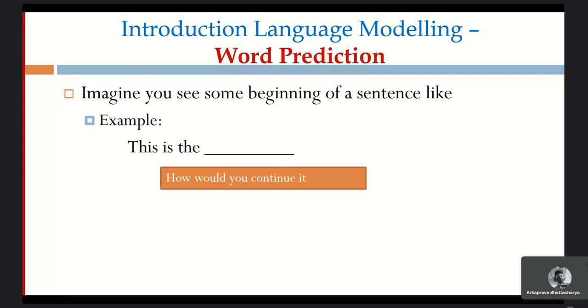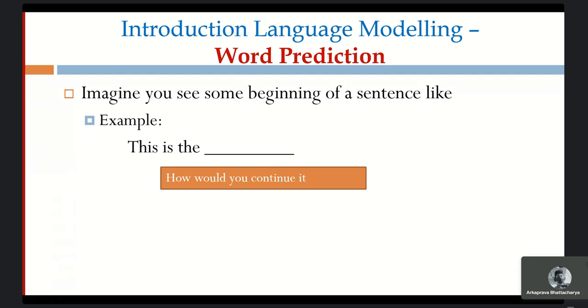What could be the word which can fit into this sentence? This is the... How would you continue it? What could be the word which can come after the? That is the whole language model we are going to talk about. Root. This is the root.